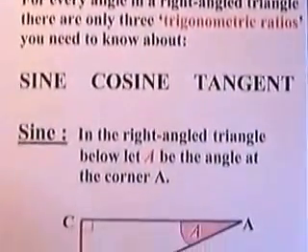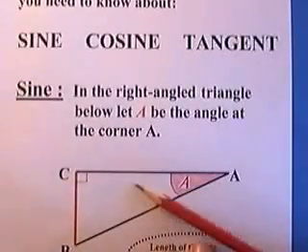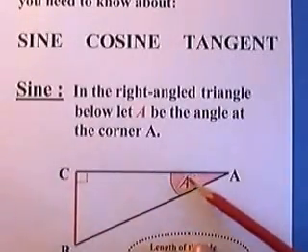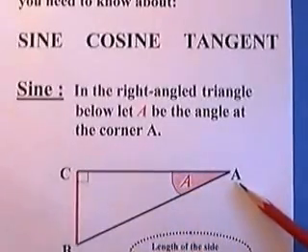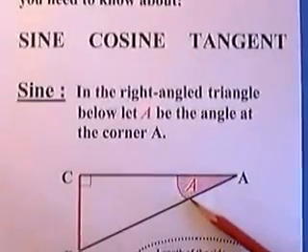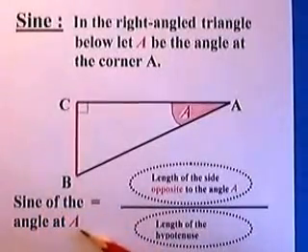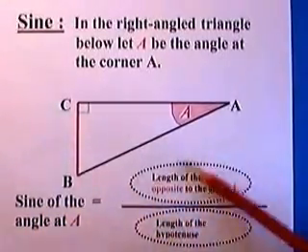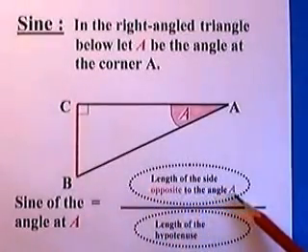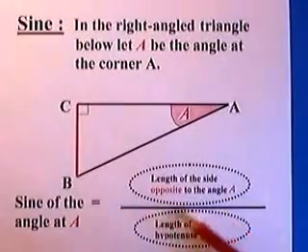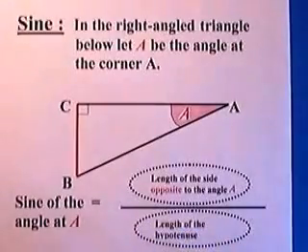Okay, in the right angle triangle below, here, I've said let A be the angle at corner A. Now the way sine is defined for this angle is the following. We say the sine of the angle at A is equal to this ratio here. It's equal to the length of the side which is opposite to the angle A divided by, that's what this long line means here, divided by the length of the hypotenuse.